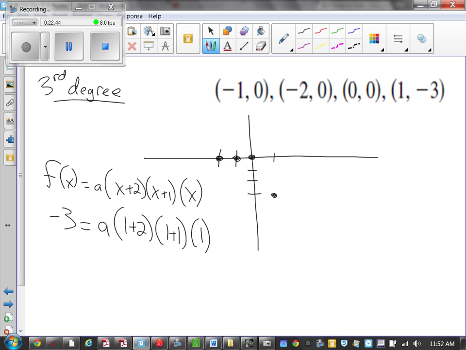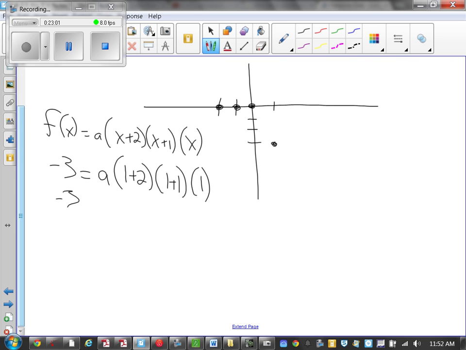This was not a trick question. What's 1 plus 2? 3. What's 1 plus 1? 2. All right. What's 3 times 2? 6. Times 1. 6. Yay, Ellie. So your a value is -1/2. So you have f of x.